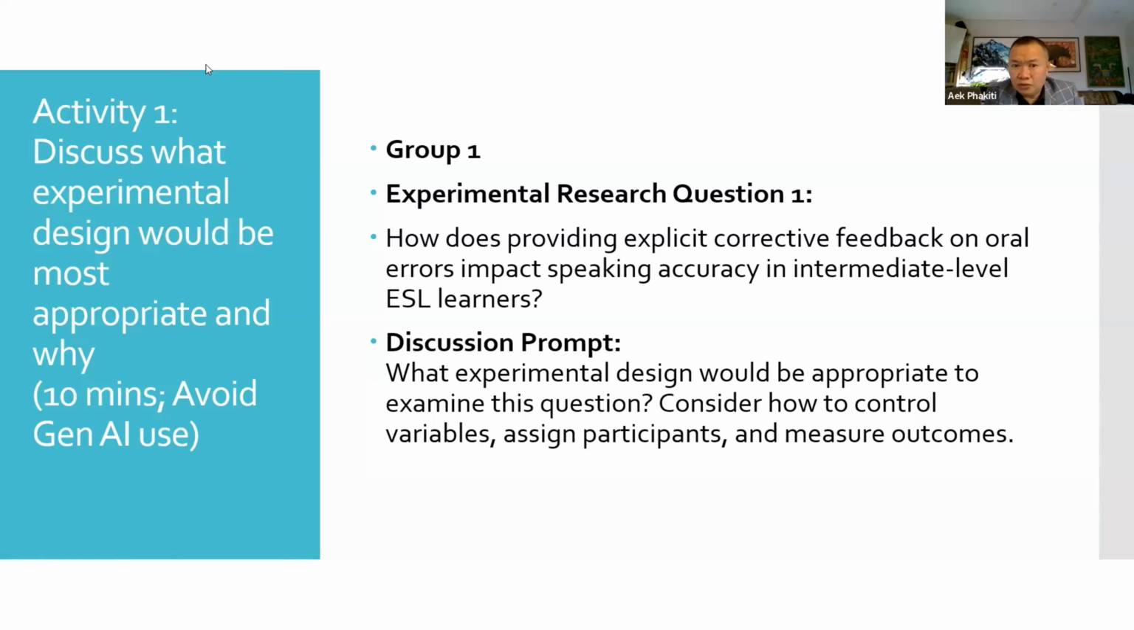So, for example, what do you do? How does providing explicit corrective feedback on oral errors impact speaking accuracy in intermediate level ESL learners? So you want to work on this. Now, just do it together before we move on to the other part, right? So what is the independent variable in this research question? What is the independent variable here?